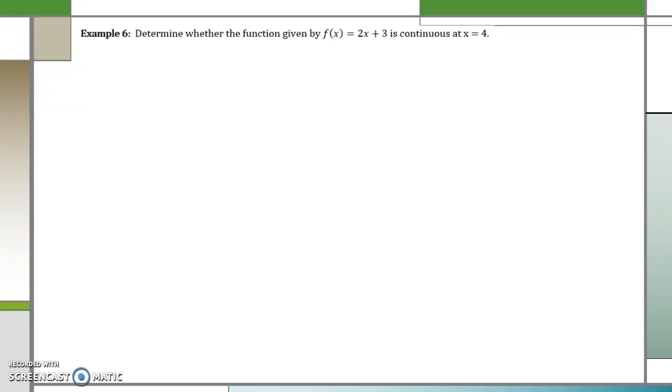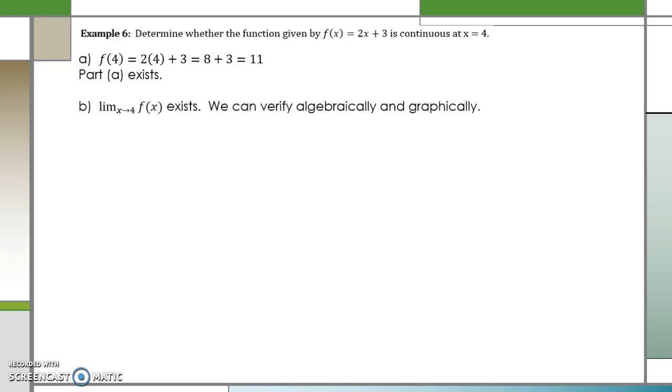Let's determine whether the function given by 2x plus 3 is continuous at x equals 4. So first we need to know that f of 4 exists. So I can plug in 4, and when I do, I get 8 plus 3, which is 11. So part A exists, f of 4.